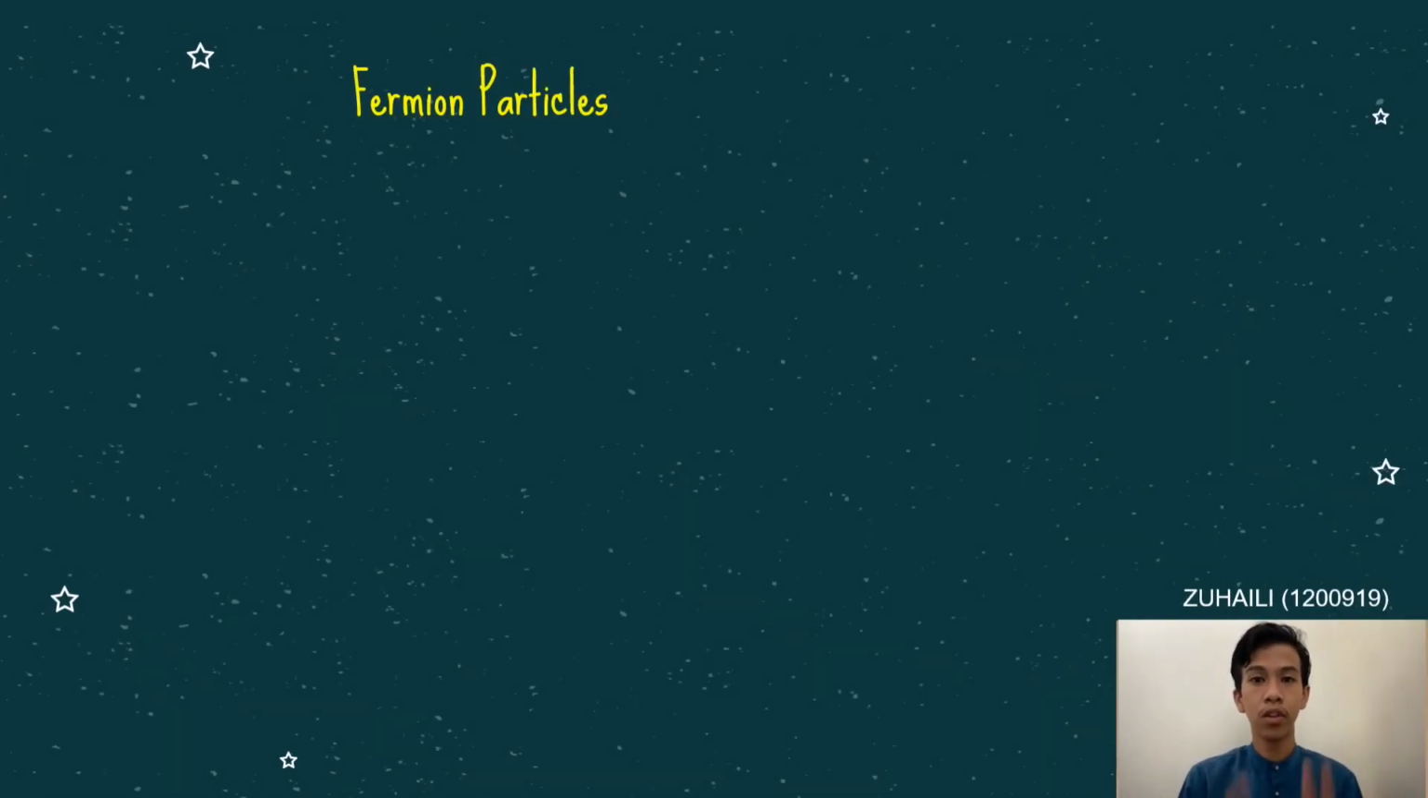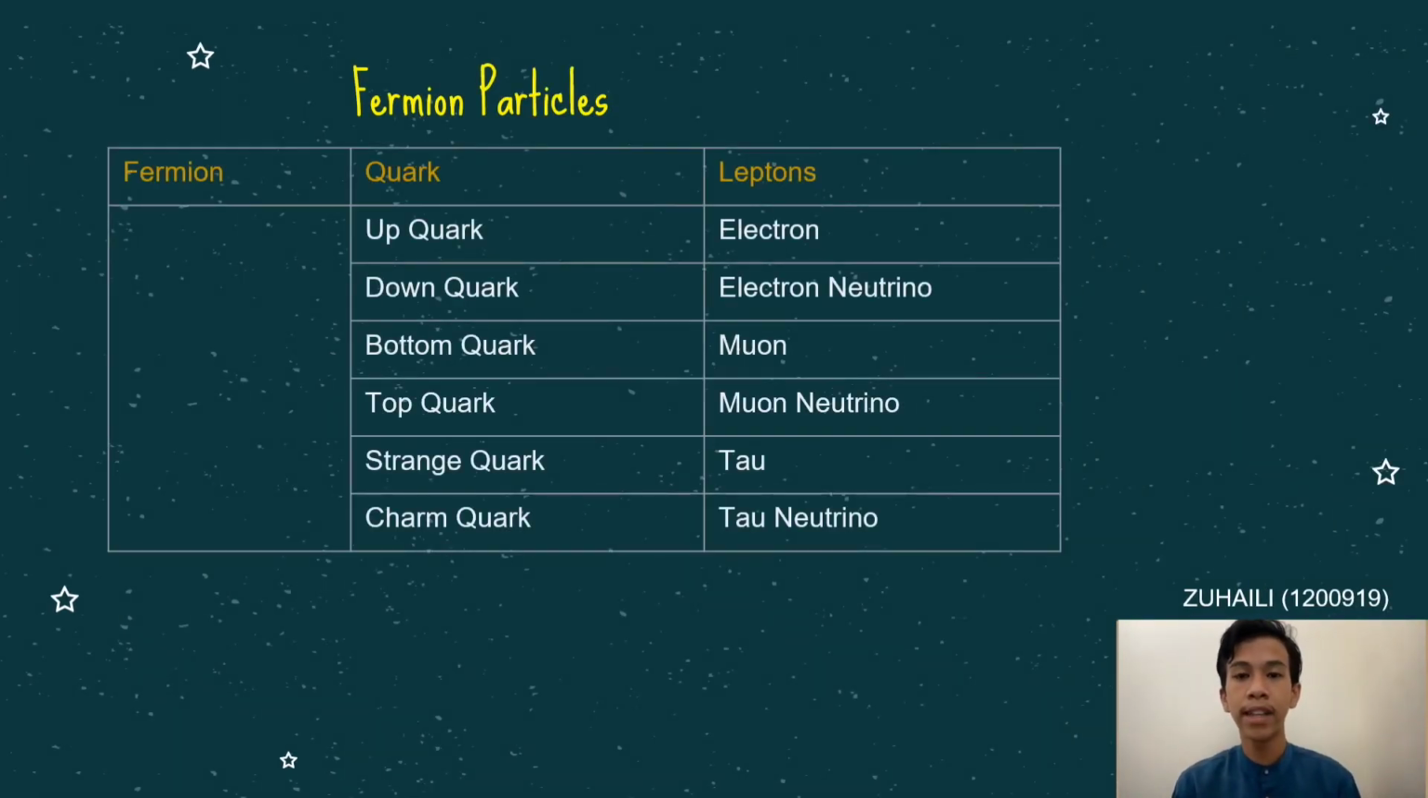There are a total of 12 fundamental fermions, fermions that are not made up of smaller particles, that have been experimentally identified. They fall into two categories, quarks and leptons. Quarks are the particles that make up hadrons, such as protons and neutrons. The six quarks are the up quark, top quark, bottom quark, down quark, charm quark, and strange quark. The six leptons include the electron neutrino, muon neutrino, and tau neutrino.